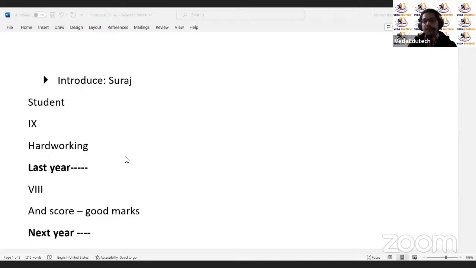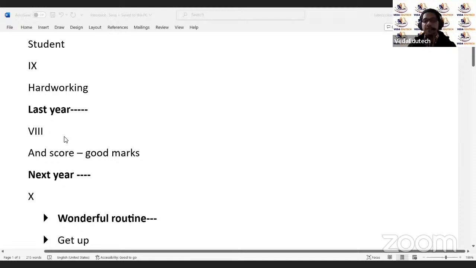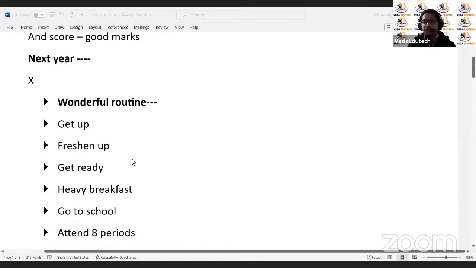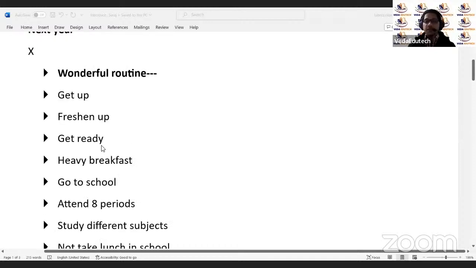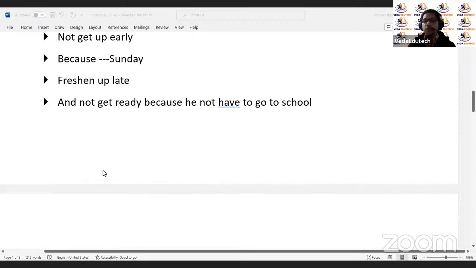ओके, सो इंट्रोड्यूस करने के लिए हमारे पास कुछ पॉइंट्स हैं कि ये पॉइंट्स हमको यूज करना है उसके इंट्रोडक्शन में। ओके, सो फर्स्ट हम इंट्रोड्यूस करेंगे, उसके लिए हमारे पास स्टूडेंट, नाइन्थ, हार्ड वर्किंग इनकम्प्लीट सेंटेंसेस हैं। ओके, लास्ट ईयर की बात हो रही है, स्कोर गुड मार्क्स इनकम्प्लीट सेंटेंसेस है। नेक्स्ट ईयर, ऑलराइट, नेक्स्ट ईयर 10th, फॉर एग्जाम्पल। ओके, यहाँ पे उसका रूटीन शेयर किया है। वंडरफुल रूटीन है उसका, क्या क्या रूटीन है, what are the things that he does on a daily basis, these are the examples. Okay, and then about yesterday, what did he do yesterday, these are the examples.